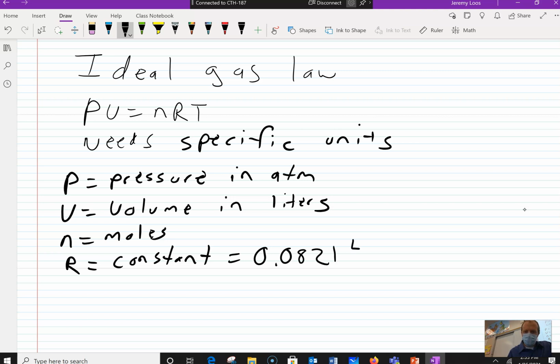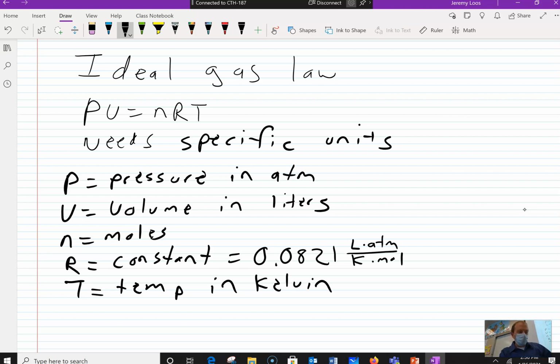It's got a really weird unit: liter atmosphere per Kelvin mole. And it has that unit so things cancel out. It also tells you all of the required units. And then T, of course, is temperature, which, like all the gas laws, has to be in Kelvin.